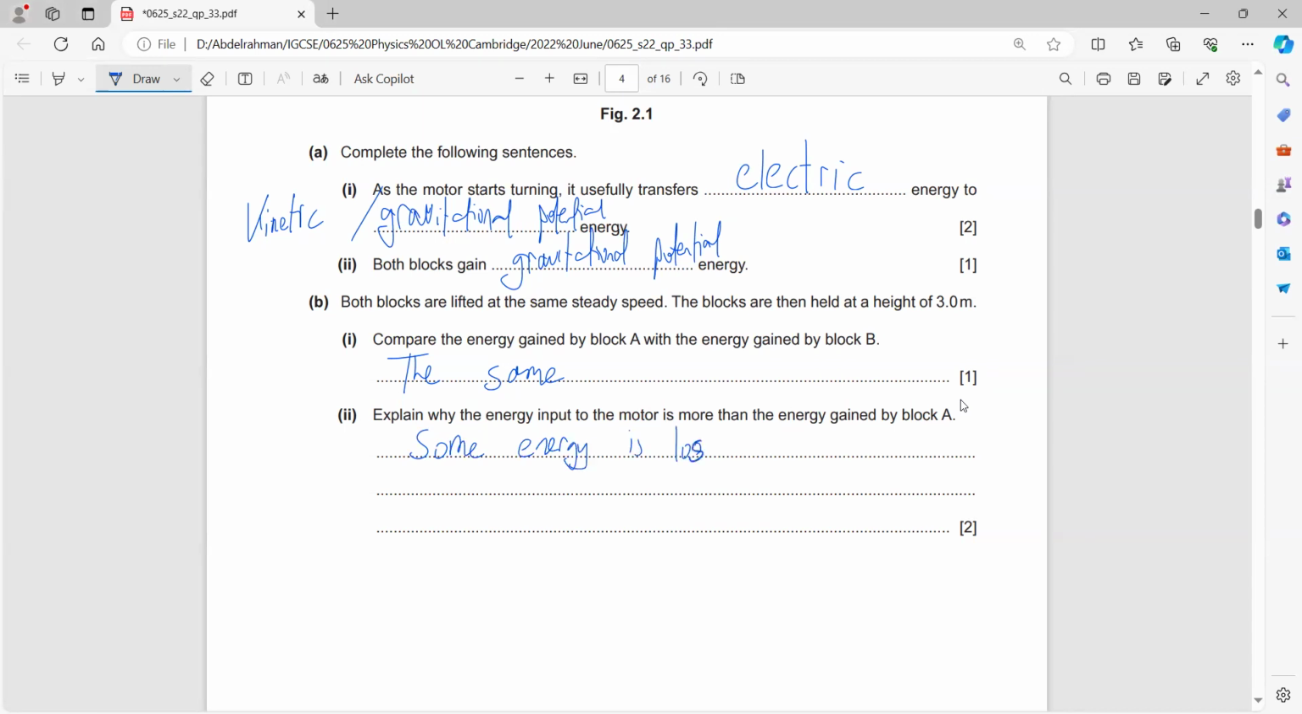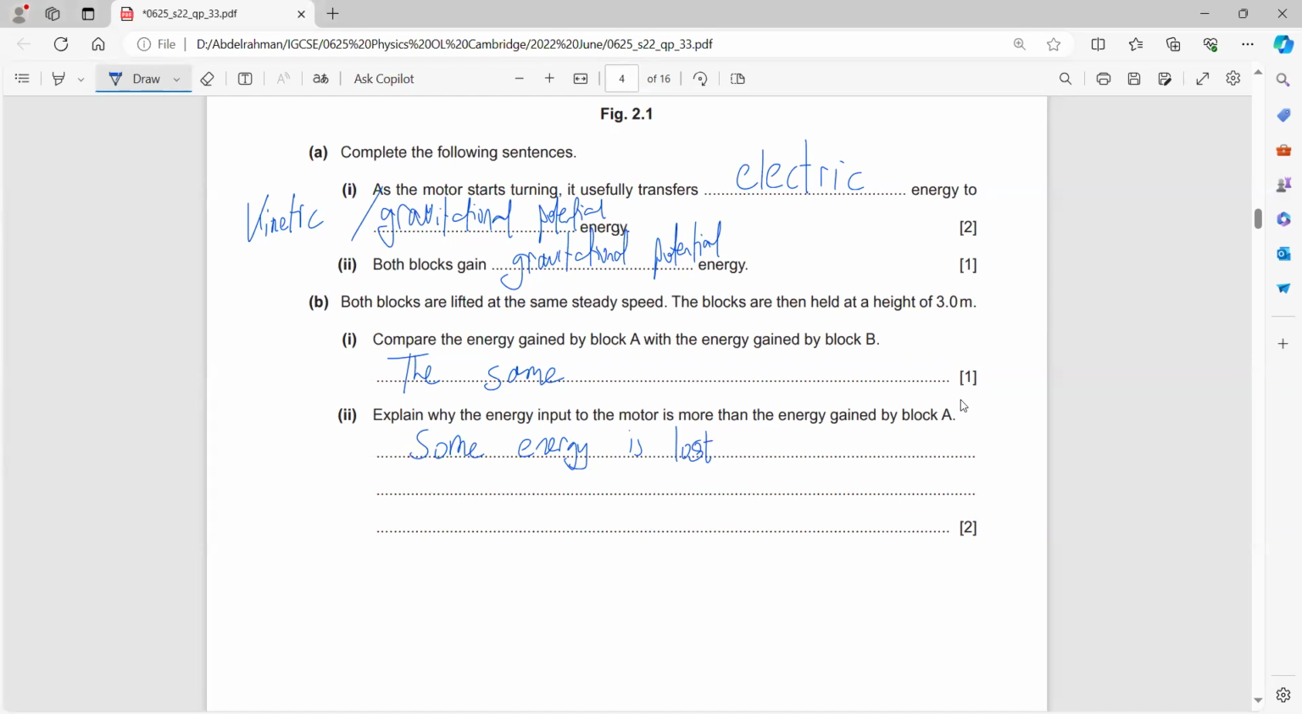Some energy is lost. Guys, it's always like this. This question is repeated. In many exams, the same question is repeated. Why is the input energy always greater than the output energy? It has to do with the efficiency.